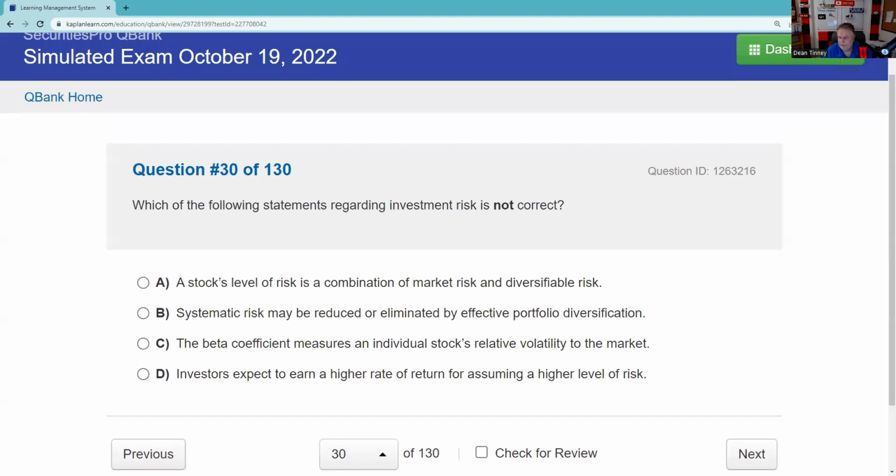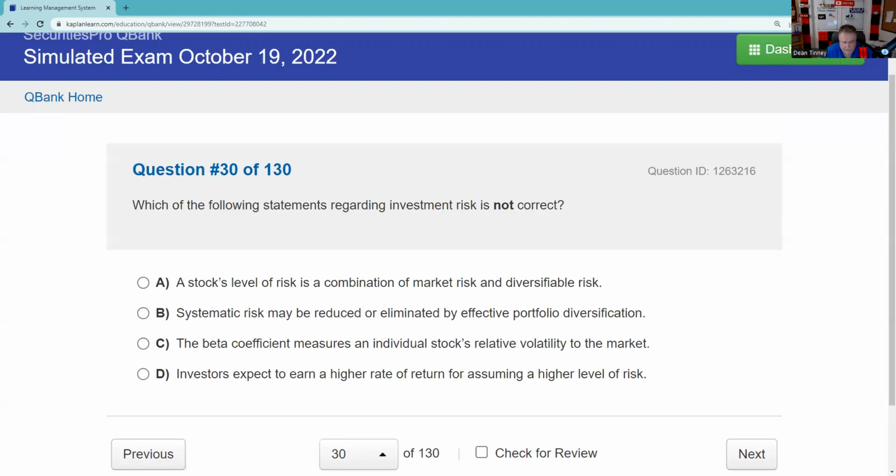Which of the following statements regarding investment risk is not correct? Not correct. A stock's level of risk is a combination of market risk and diversifiable risk. Yeah, that is true, right? Systematic risk is the tendency of securities prices to move together. Risks in the system. So I don't care what stock you have. I think it is when bad things happen to good stocks. The market goes down 30%, your stock probably went down too, as well as your mutual fund.